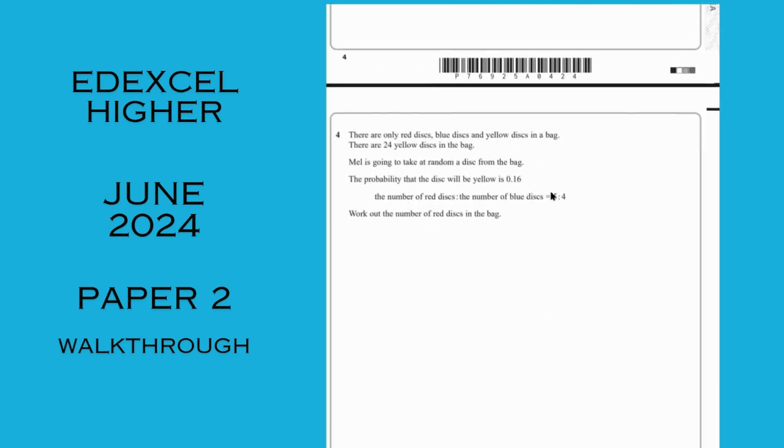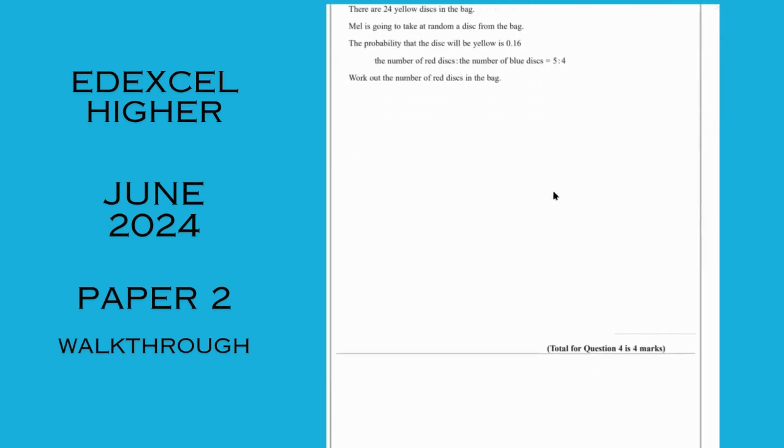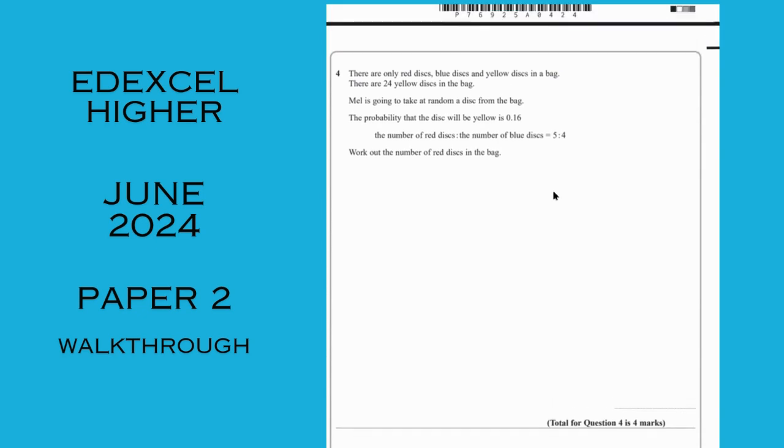Who knows? Number 4. Very, very wordy, but always keep your thoughts organised. So there are only red, blue, and yellow. So as soon as I see that, get my thoughts organised, because reading questions twice is a waste of time. There are 24 yellow discs in the bag, and the probability that the disc will be yellow is 0.16.